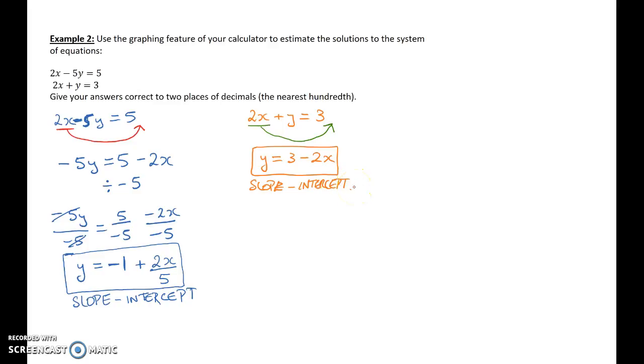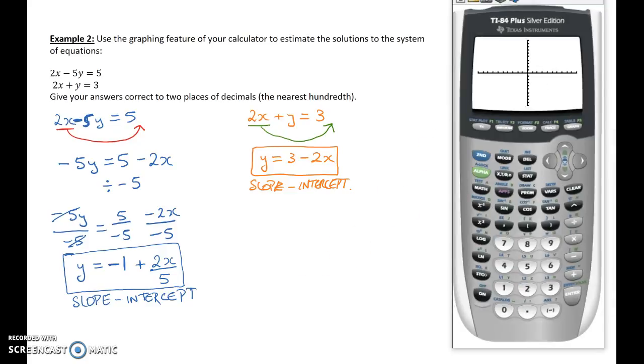Okay, so what we do now, this is where we change from before. After this we would have figured out what the slope of each graph was, what the y-intercept of each graph was, and figured out how to graph them manually. Now we're going to use our calculator to do that. So here's your calculator, and we're going to hit the y equals button. Now let's put in one of these at a time. So we'll put in this equation here, y equals negative 1 plus 2x over 5.